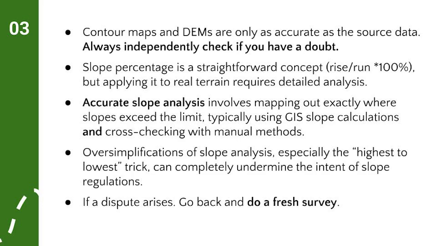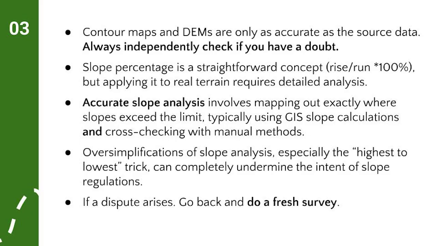Finally, to conclude, I want to recap things from the first and second lecture. Firstly, contour maps and DEMs are only as accurate as the source data. Always independently check if you have a doubt. Slope percentage is a straightforward concept. It's the rise over the horizontal distance multiplied by 100, but applying it to real terrain requires detailed analysis.